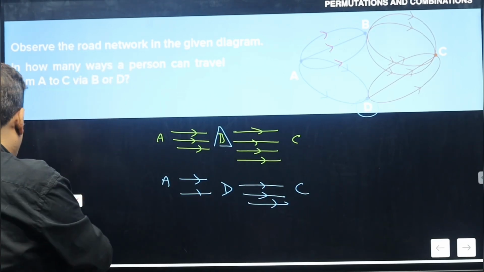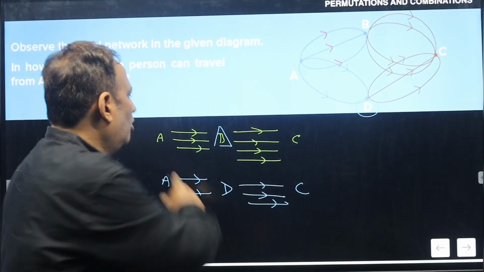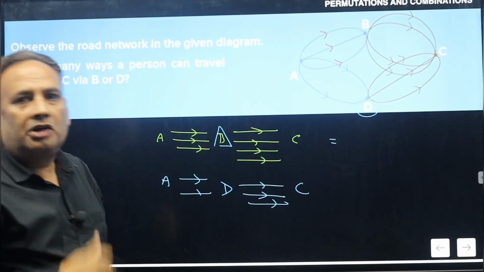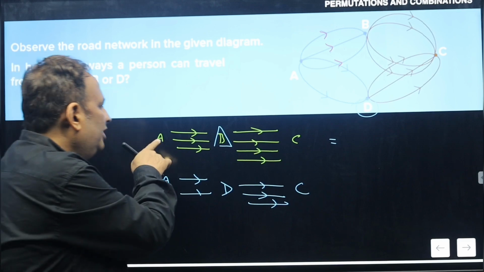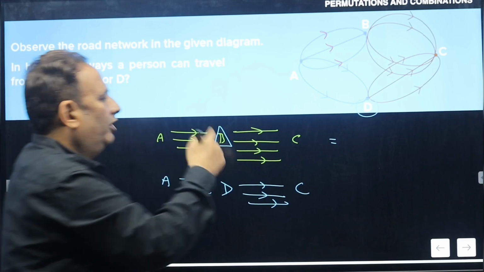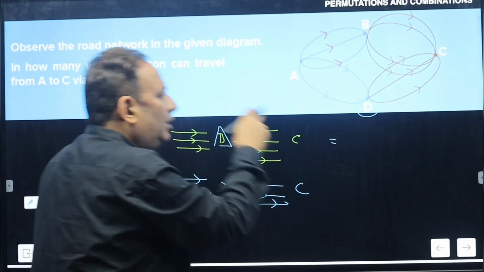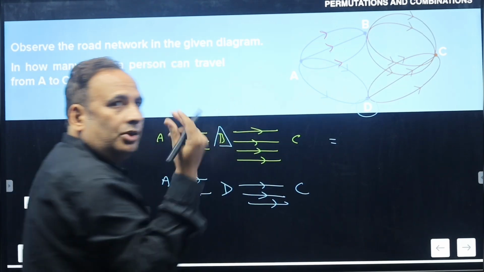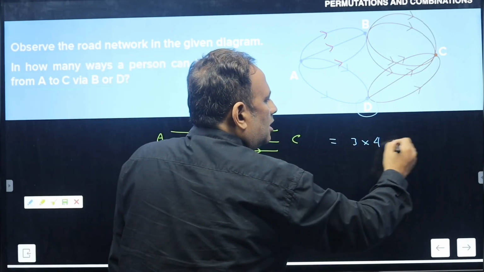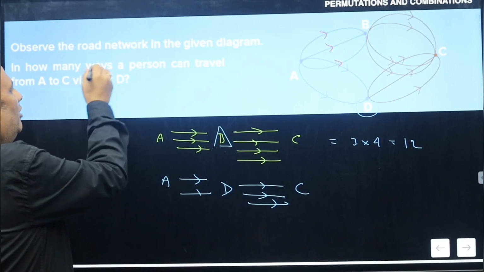So what we can do here: from A to C, the total number of ways via B. Now think, do we use the multiplication rule or the addition rule? From A to C we have to go via B, so it is 3 ways and 4 ways. We have to go from A to B and B to C because we have to reach from A to C, so we are using the word AND; that is the point you have to notice. So 3 into 4 ways. The total number of ways from A to C via B is 12 ways.